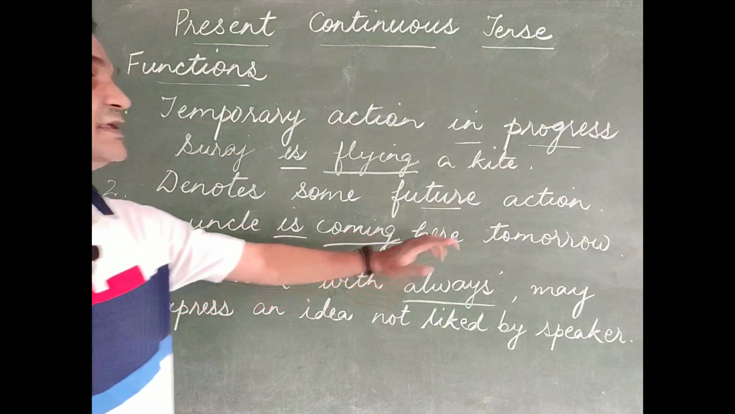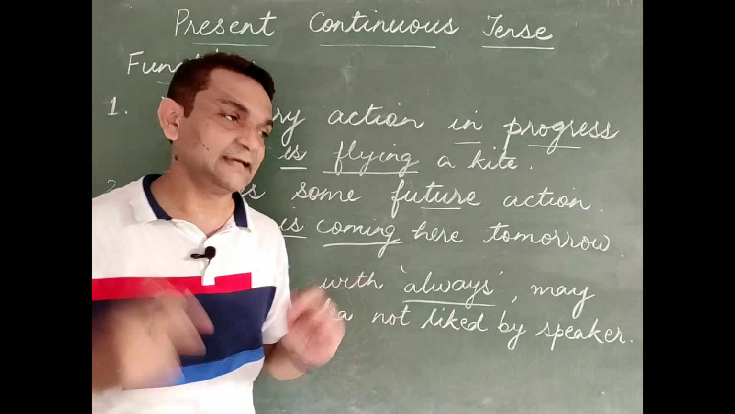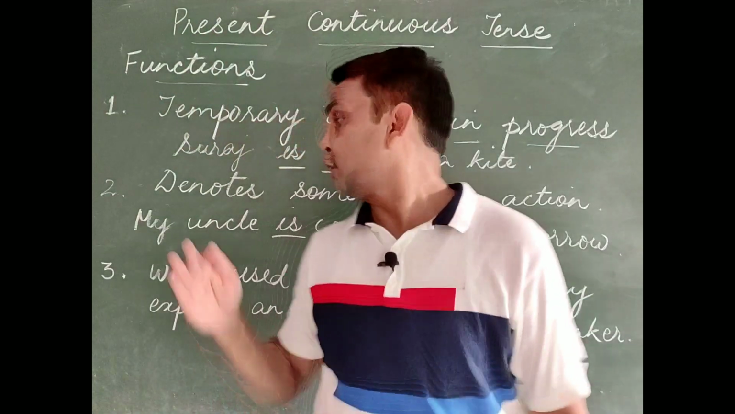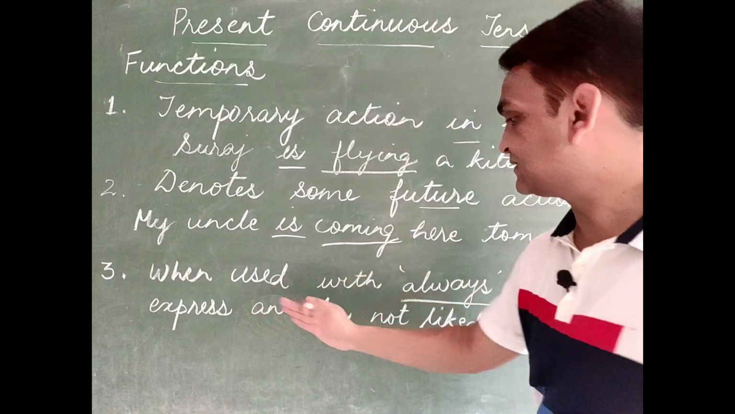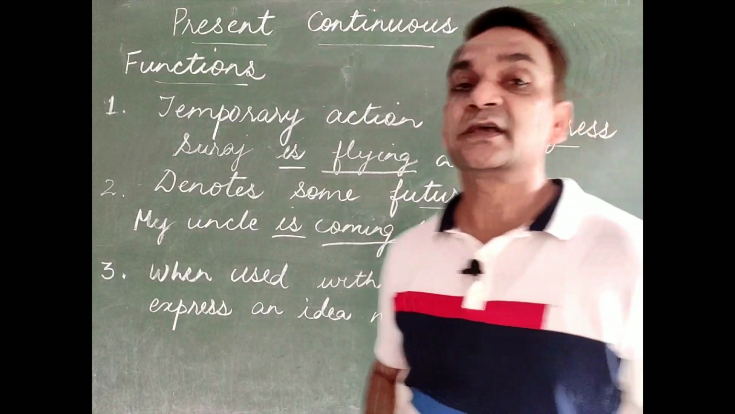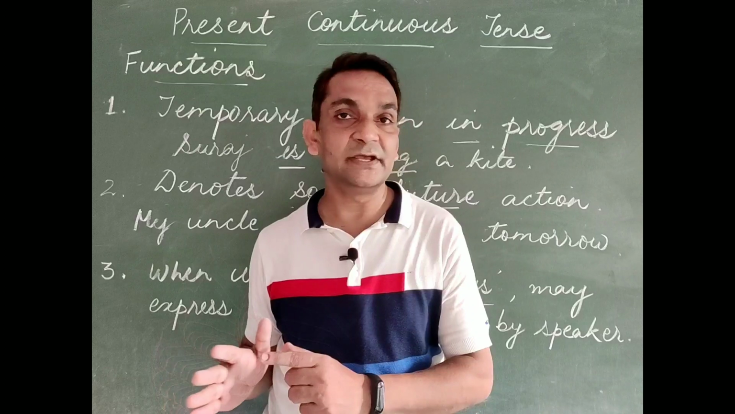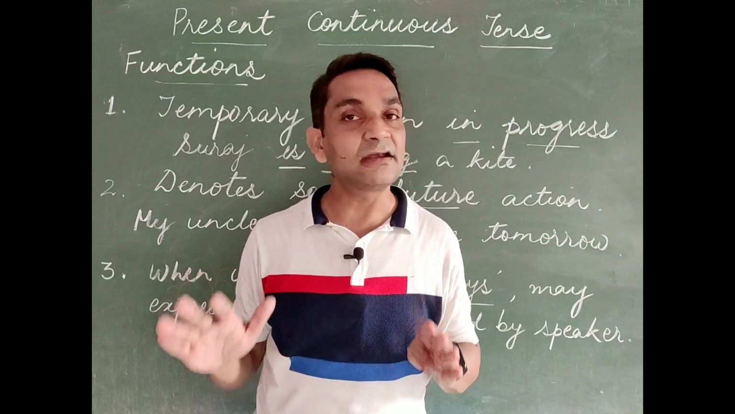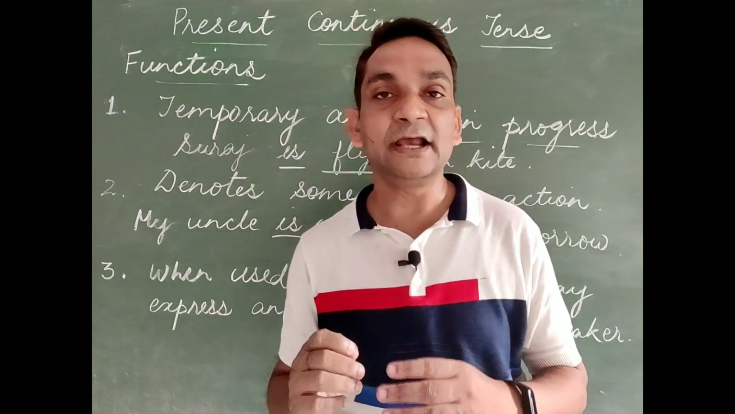My uncle is coming here tomorrow, our new boss is arriving next week, like that. Now the third function of present continuous tense is when used with always, may express an idea not liked by the speaker. It means that when present continuous is used with the word always, it may denote an idea which is not liked by the speaker. Now let us understand this function with the help of an example.